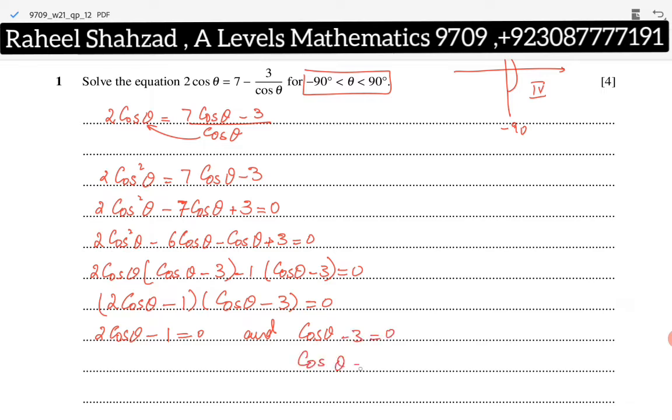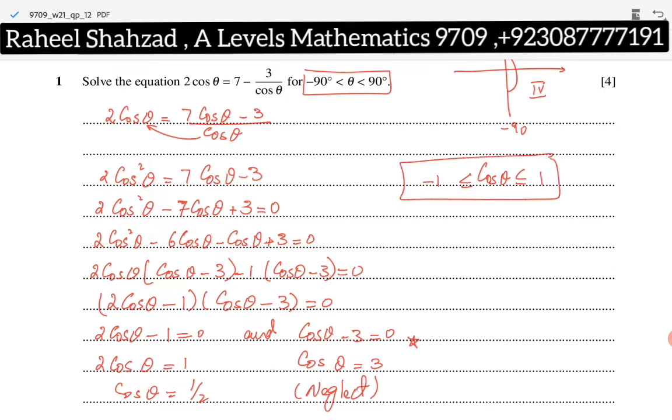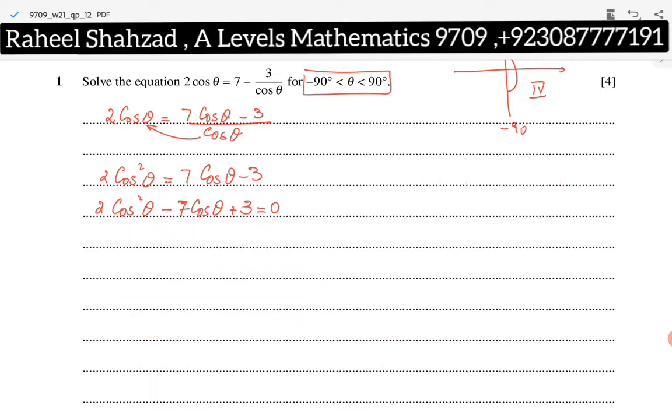So cos theta is coming 3 here. We are going to neglect it, and this is 2 cos theta is equal to 1 and cos theta is equal to 1 by 2. Now this is very important to discuss here, that the value of cos theta is always between minus 1 and 1. That's why we neglect any value that is coming out of the range. So cos theta is equal to 1 by 2.